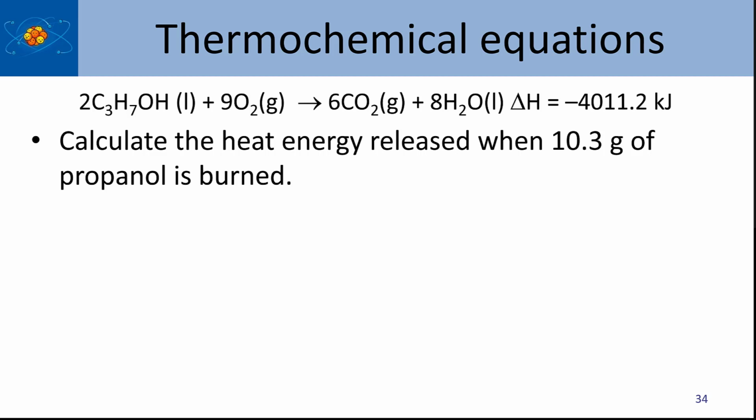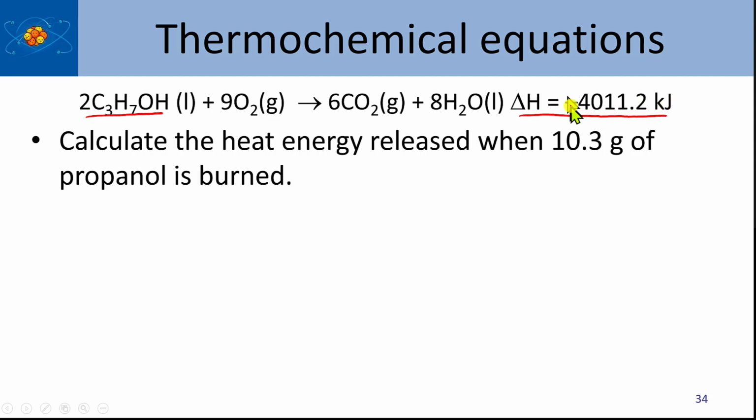It says, calculate the heat energy released when 10.3 grams of propanol, that's this substance here, is burned. You'll notice I've written the enthalpy of the reaction, and there's the propanol. You know from stoichiometry that if you burn 2 moles of propanol, 9 moles of oxygen is consumed, or 6 moles of carbon dioxide are produced. But it's also true that when 2 moles of propanol are burned, it produces 4,011.2 kilojoules of heat energy.